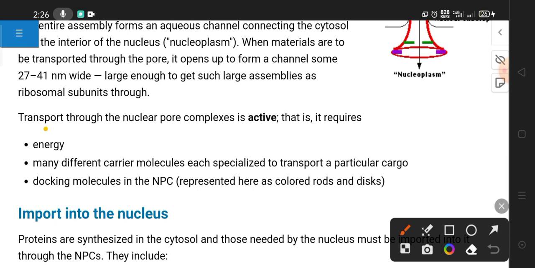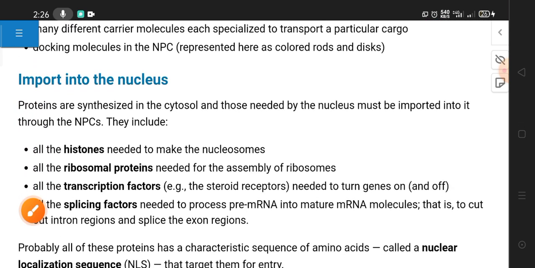Transport through the nuclear pore complexes is active, that is, it requires energy. Many different carrier molecules are specialized to transport particular cargo. Docking molecules in the NPCs are represented here as colored rods and dishes. In this, energy is used because it's an active transport in which energy is required.